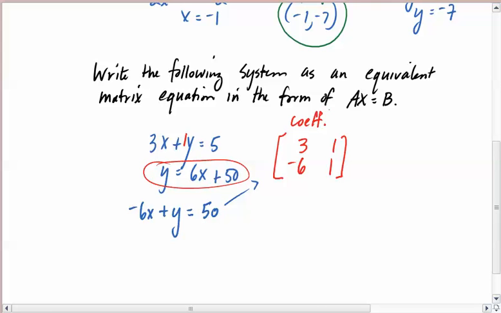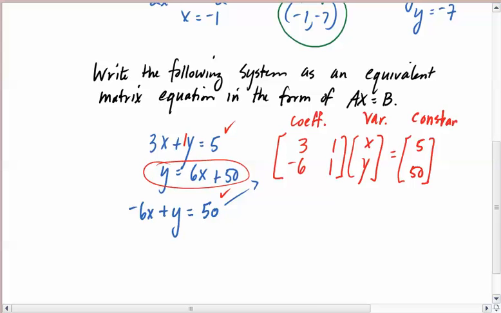Now let me write my variable matrix, which is right here. That's my variable matrix. And then, of course, the last one on the other side of the equals is my constant matrix. No variables involved. It's the constants. It's the 5 and the 50. Alright, coefficient, variable, and constant. Let me write that, constant.